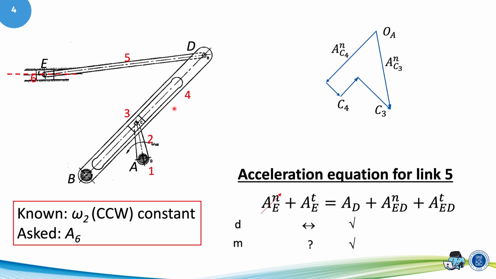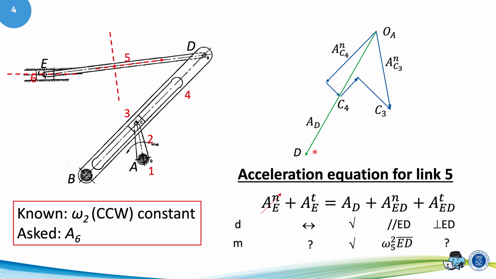And we know the direction and the magnitude of the AD from this polygon. You can see D belongs to the link number 4. So we can extend this vector until the point D, as you can see. So the direction and the magnitude of the acceleration AD is this vector. And we know the direction and the magnitude of the AED normal. And we know the direction of the AED tangential, but we do not know the magnitude.